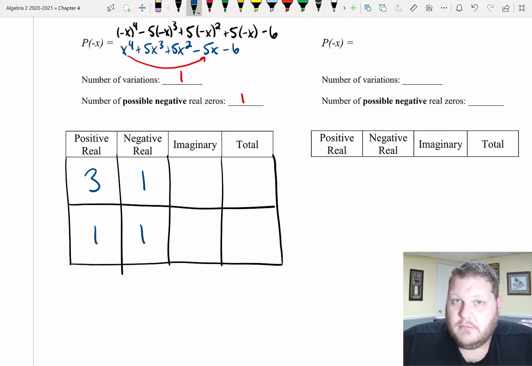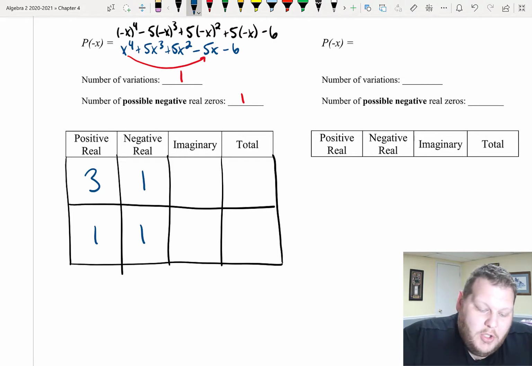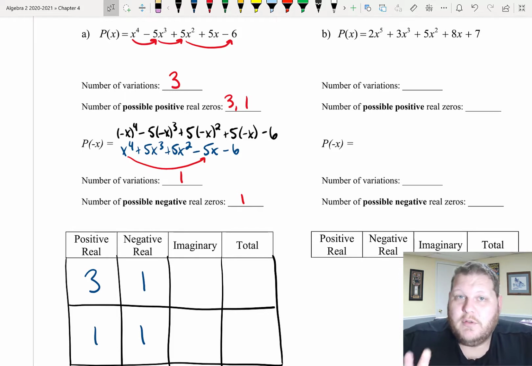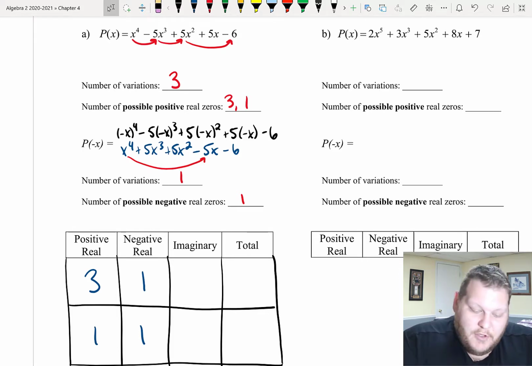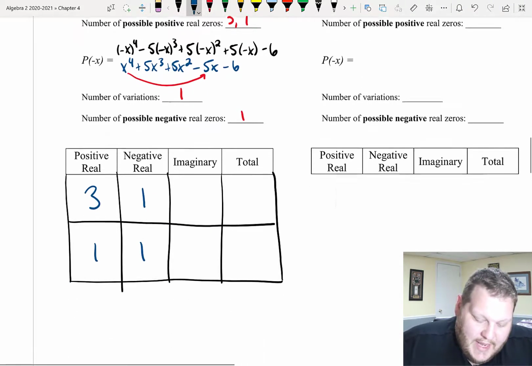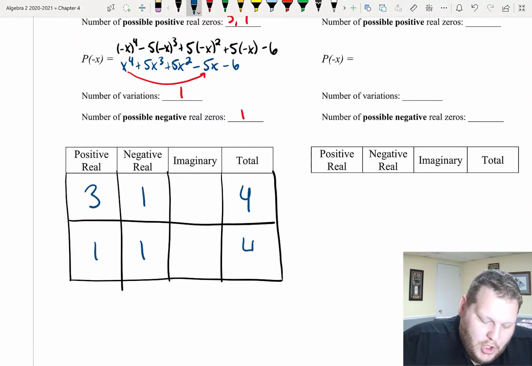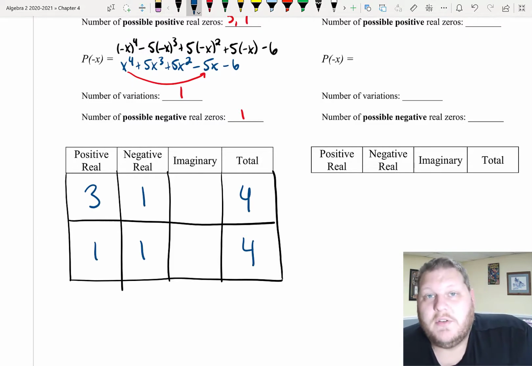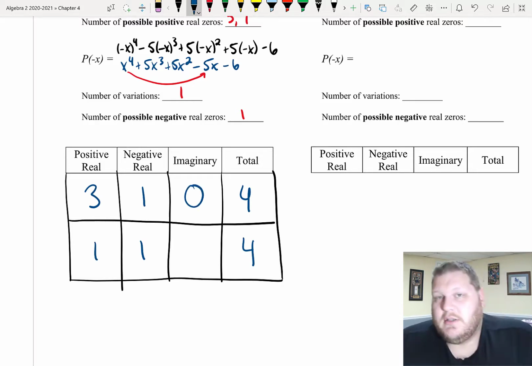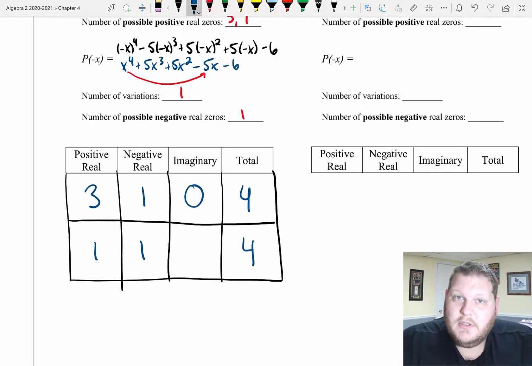1 was it. What I know is that my original polynomial had a degree of 4. So I know, based on those first 3 theorems we looked at, that I have to have 4 total degrees. I have to have 4 total roots. Well, this top one, I have 3 positives and 1 negative, which means that's 4 already. So that means I would not have any imaginary solutions if that is the case.